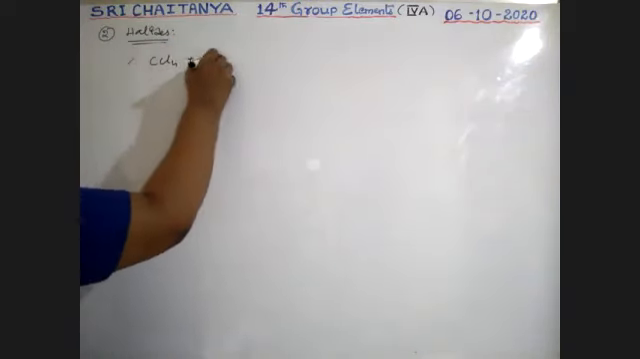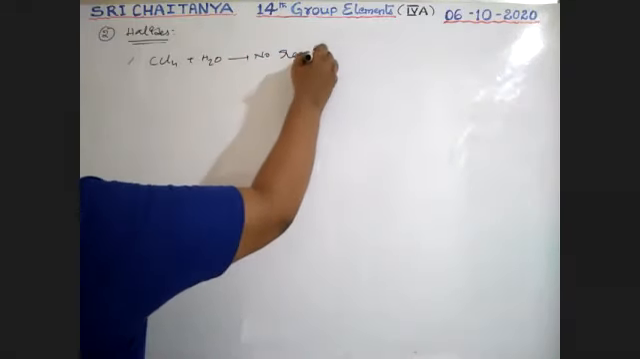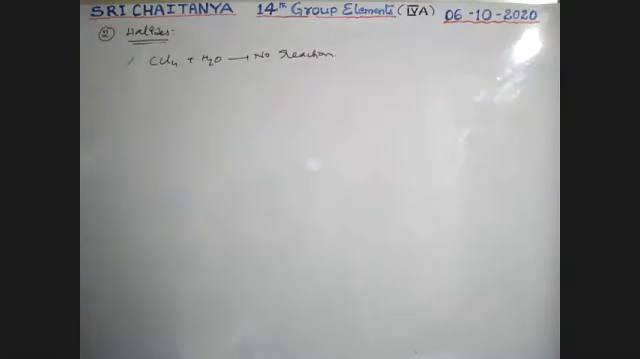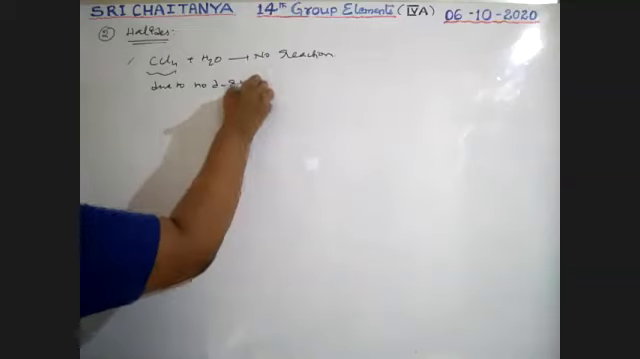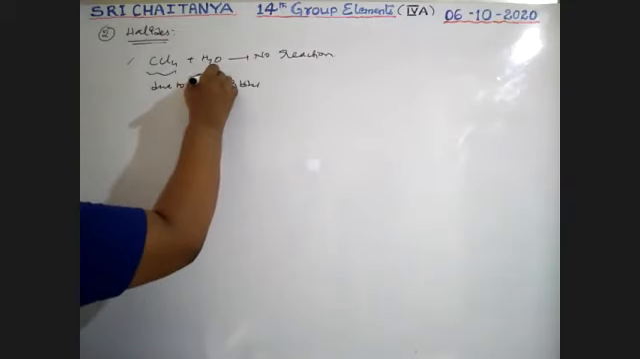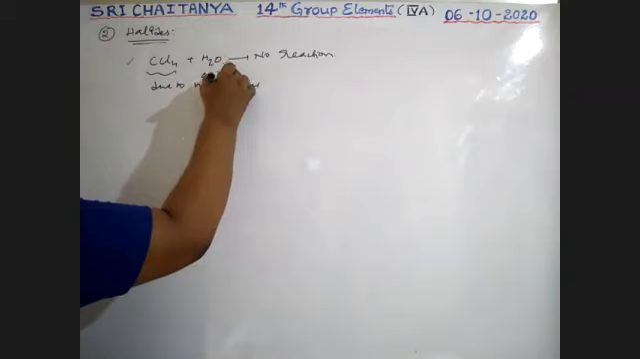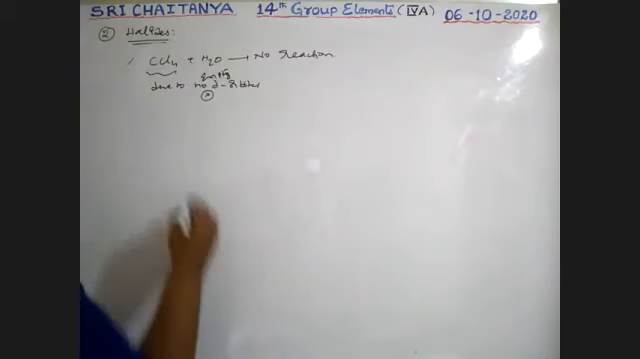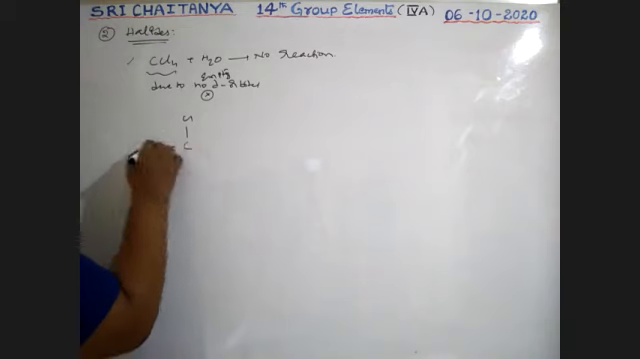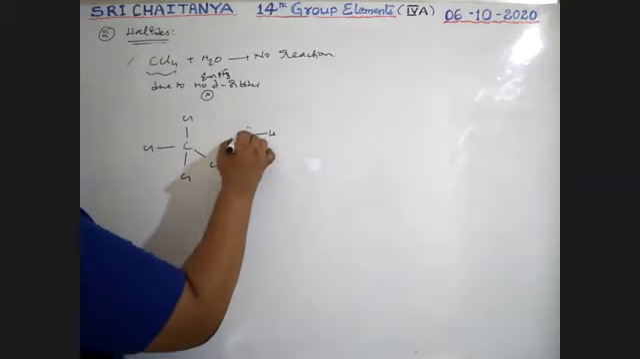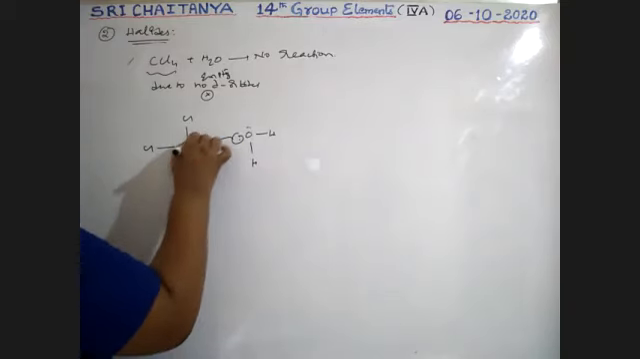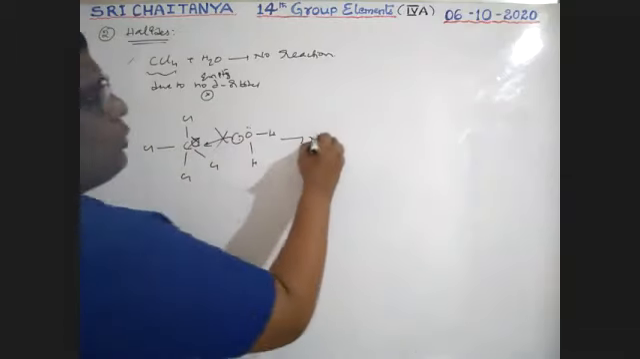CCl4 with water, no reaction. Why not, sir? Already I explained, boys: there are no empty d orbitals. In CCl4, the water molecule has a lone pair to donate, but there is no empty orbital, so no donation is possible and no reaction takes place.